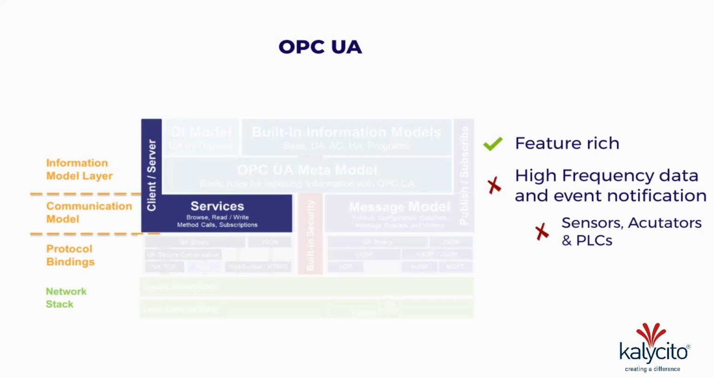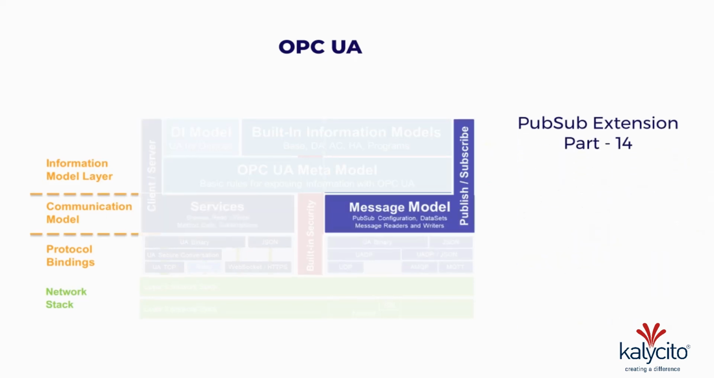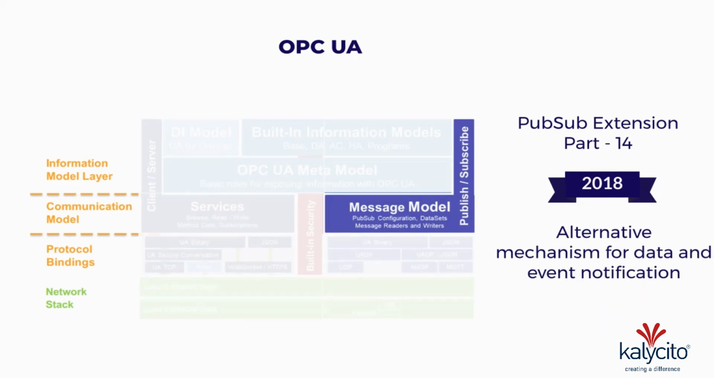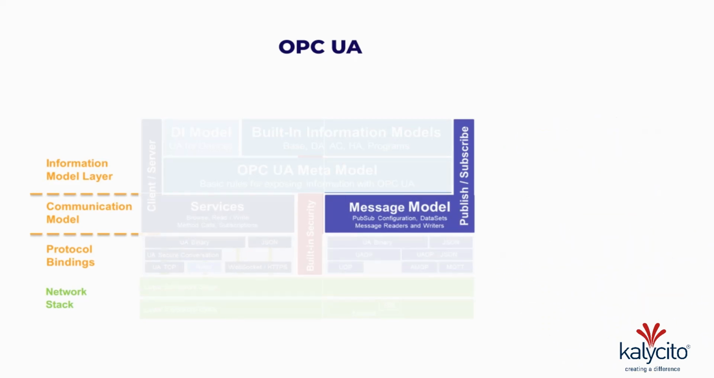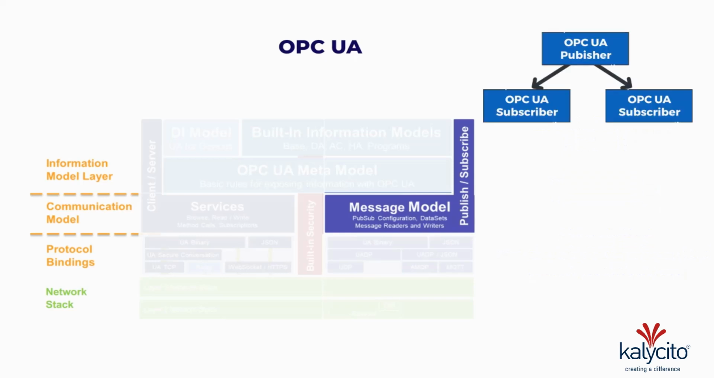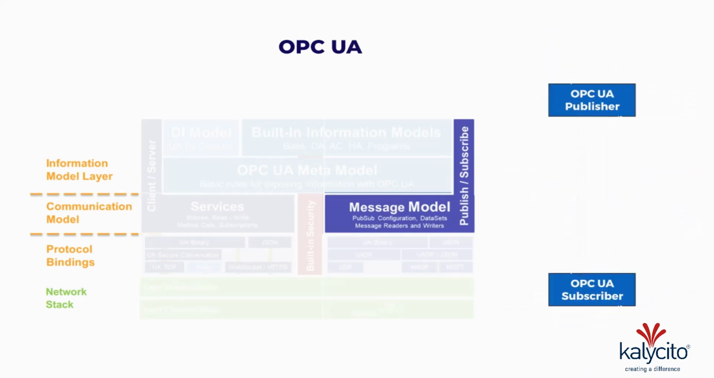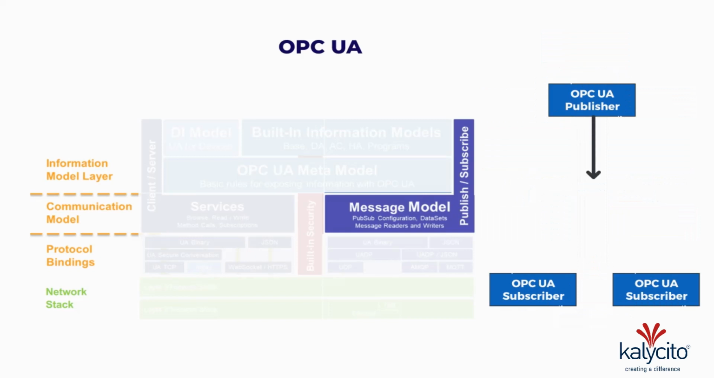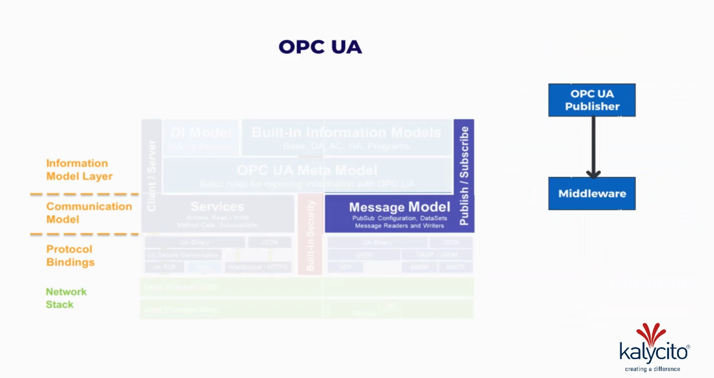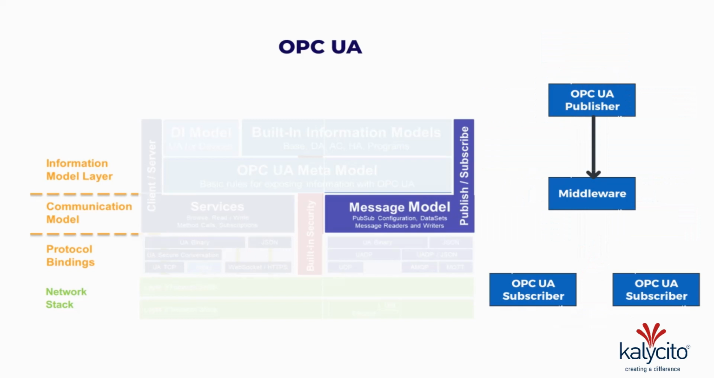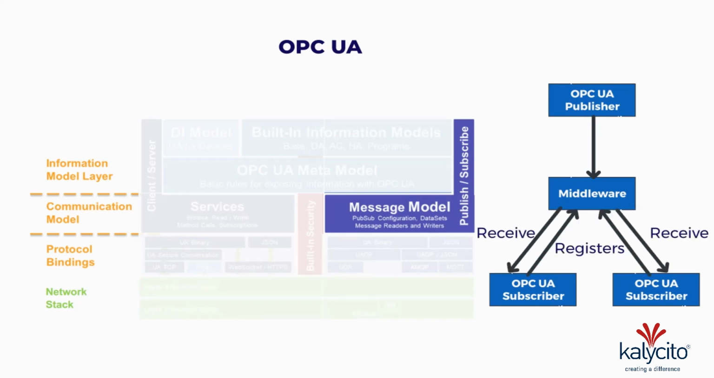This led to the OPC Foundation releasing the PubSub extension as Part 14 of the OPC UA specifications in 2018 with an alternative mechanism for data and event notification. PubSub has been optimized for one-to-many and many-to-many configurations, in contrast to the connection-based guaranteed delivery between each client and server in the client-server model. Instead of requests and responses, publishers send messages to a message-oriented middleware and are not aware of subscribers.